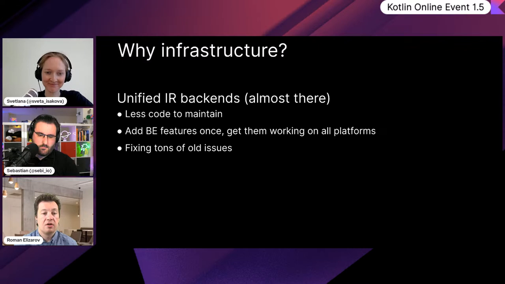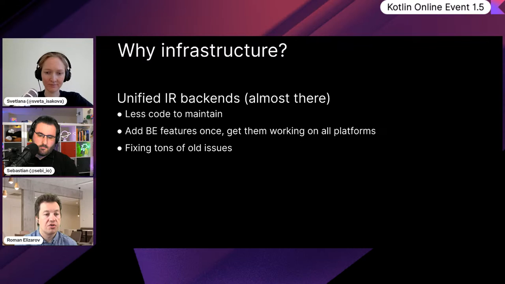This unified backend also fixes tons of issues. For people who are following release notes, you could notice that the release of the new JVM backend closed tons of issues. They had a tag like "fixed in JVM IR backend", just because it's more regular and better structured, with better architecture. Lots of things that were corner cases in the old code are no longer corner cases, it just works.